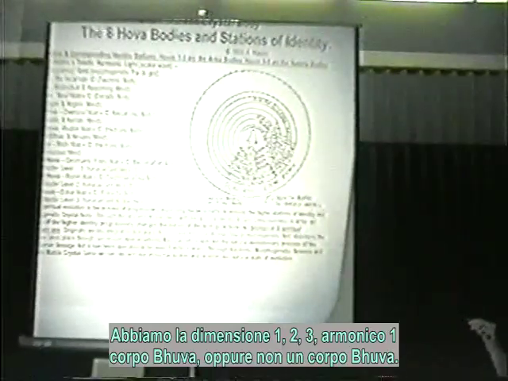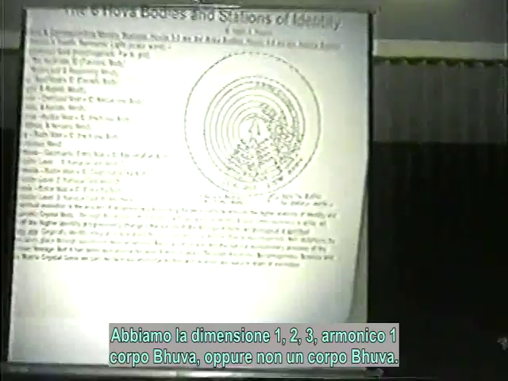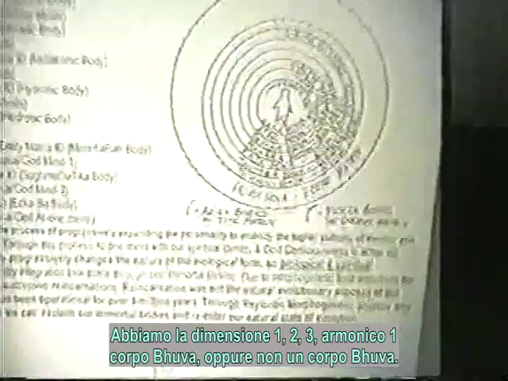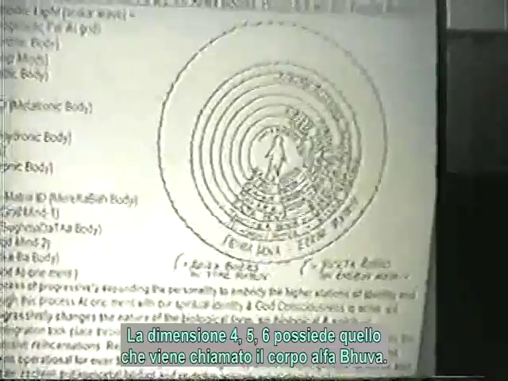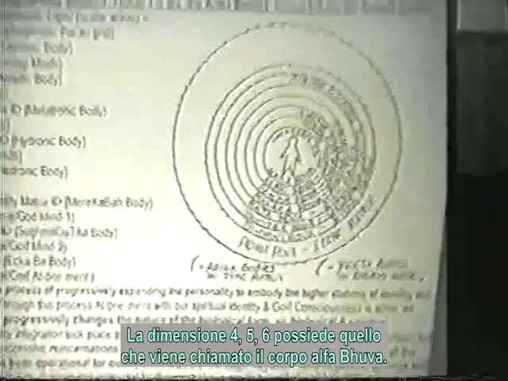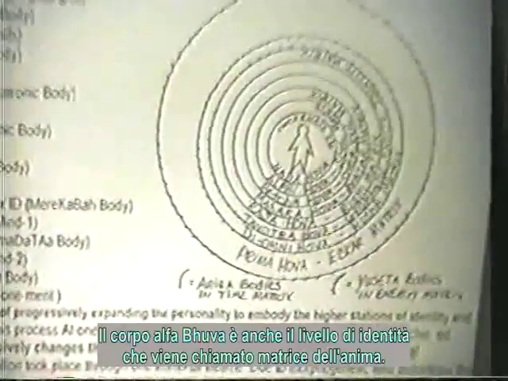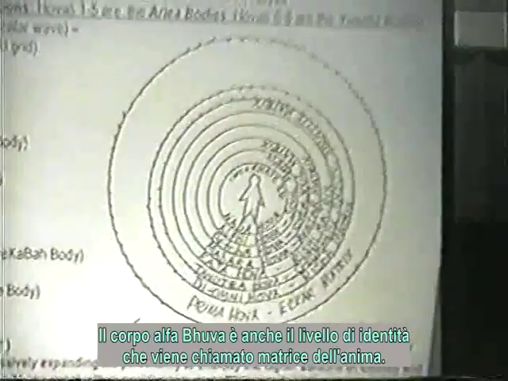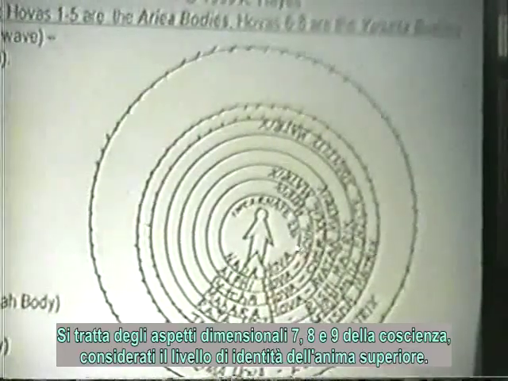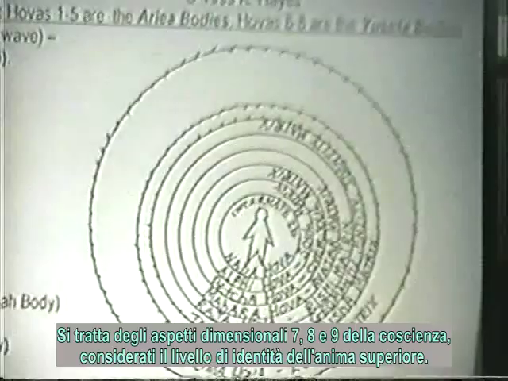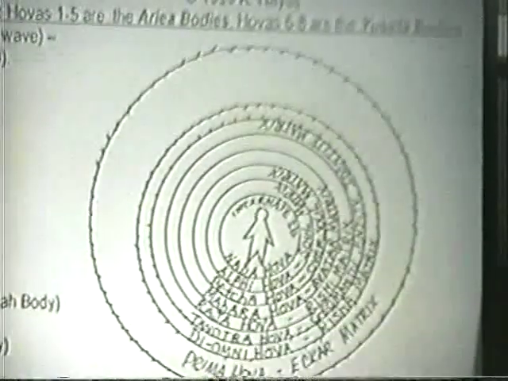We have dimensions 1, 2, 3, harmonic 1, Huva body, but not a Huva body. Dimensions 4, 5, 6 have what's called the alpha Huva body. The alpha Huva body is also the level of identity that's called the soul matrix. Okay? When you come out to dimensions 7, 8, 9, you have something called the beta Huva body. That is the 7, 8, 9 dimensional aspects of consciousness that are considered the oversoul identity level.